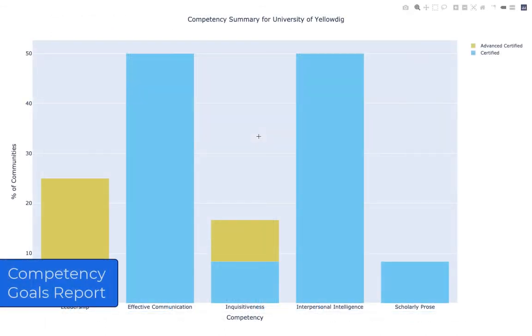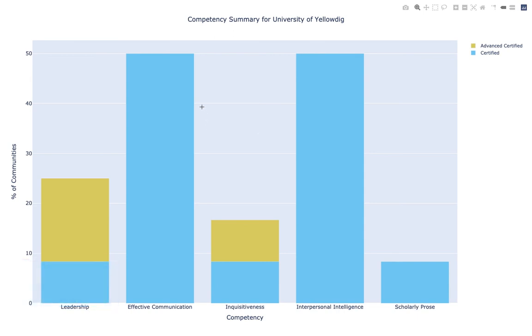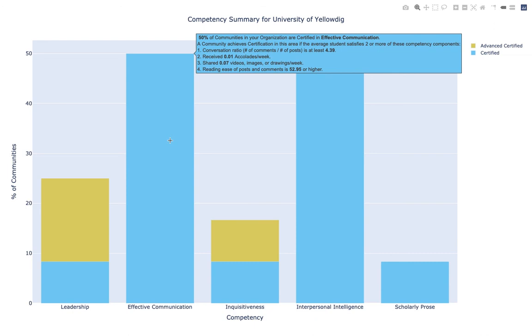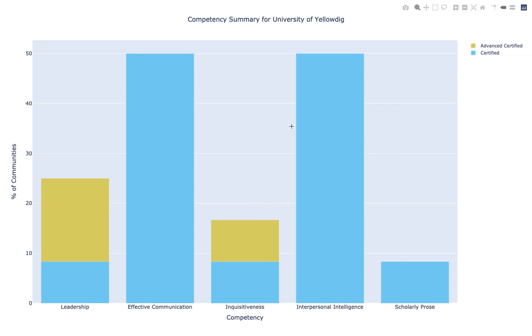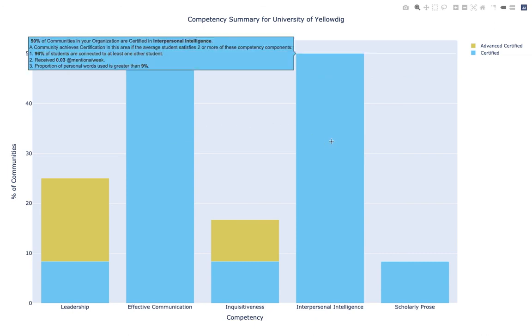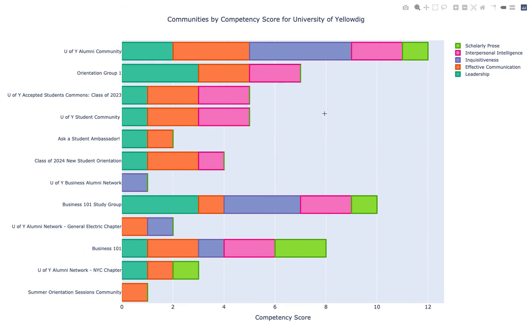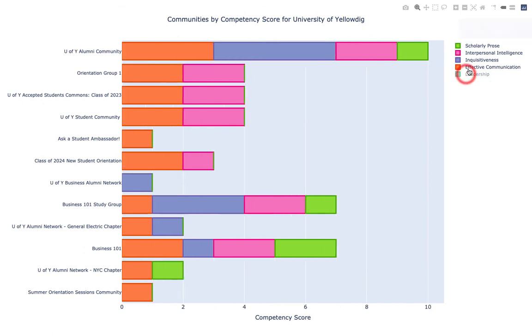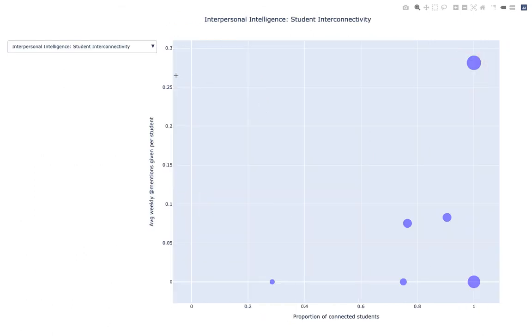And then here's a competency goals report. This is a premium feature that provides competency-based learning reports on the basis of engagement metrics and computational linguistic measures. This is especially useful for business schools that are providing assurance of learning reports to accrediting bodies like the AACSB.